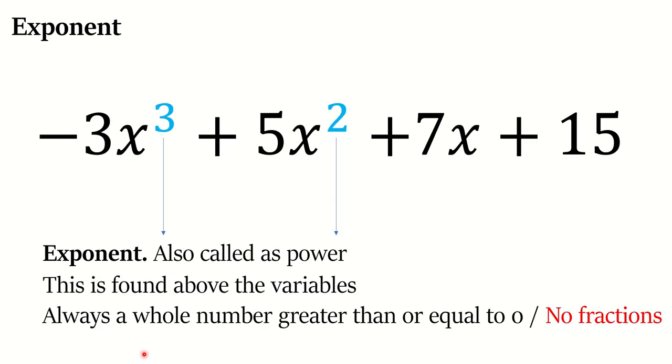Now comes exponents. This is also called power. This is found above the variables. It is a whole number which is greater than 0 and no fractions allowed. So even in this case, though it appears 7x, though it appears there is no power, the power of x is 1. So the exponent or power here is 1.